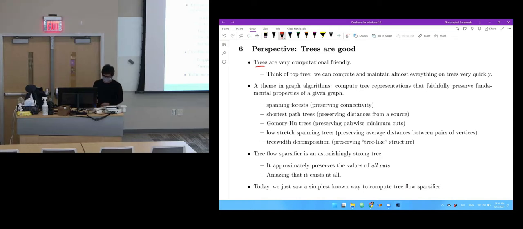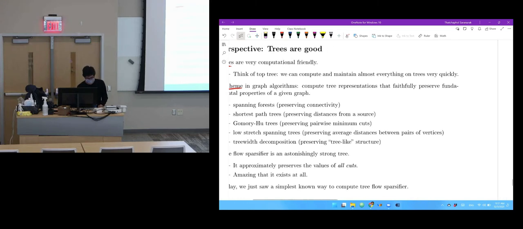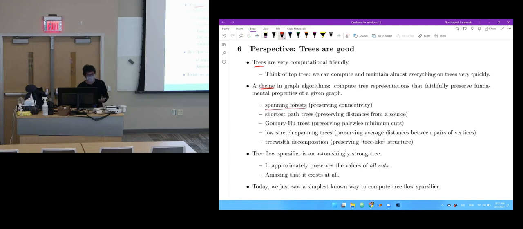So it's one of the main themes in graph algorithms in general, that when you have a graph, can we get some nice tree that represents it in some sense. You want a tree that preserves the graph in some way. For example, you all know a spanning forest preserves connectivity, and a shortest path tree preserves distance from the source.